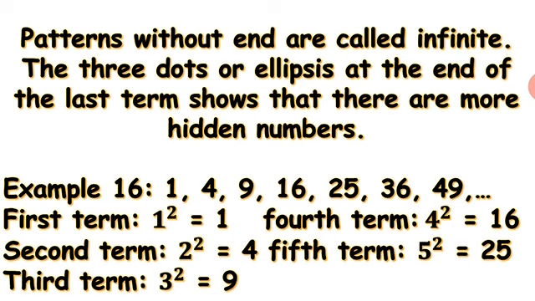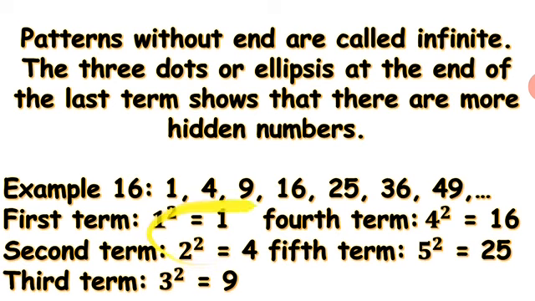Patterns without end are called infinite. The three dots, or ellipsis, at the end of the last term show that there are more hidden numbers. For example, number 16: 1, 4, 9, 16, 25, 36, 49, then ellipsis. It means there are more hidden numbers after 49.